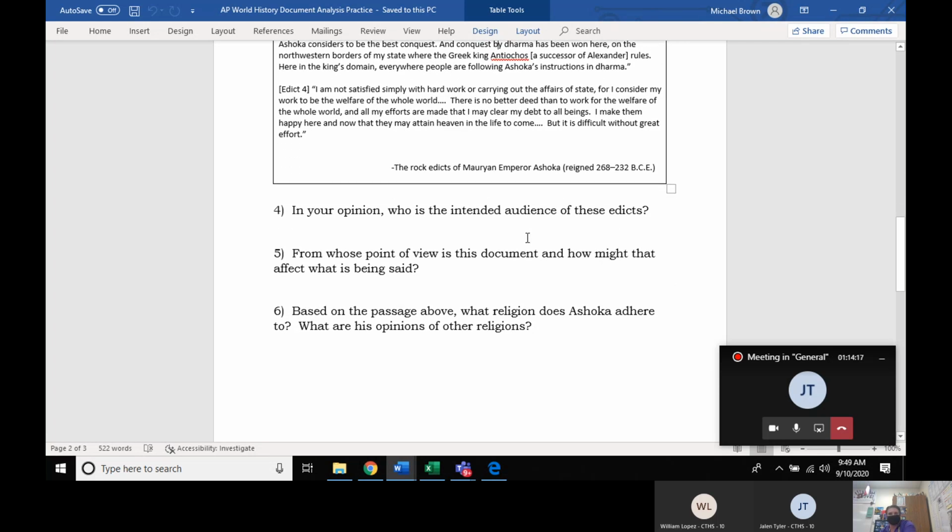So you might want to write it down. Based on the passage above, what religion does Ashoka adhere to? And what are his opinions of other religions? I'm going to call on, I'm trying to remember his name, Angel. It's one of the religions from the chart that we did. And I'll tell you, the Mauryan Empire was in India, so this is a hint. What religion do you think he adheres to?